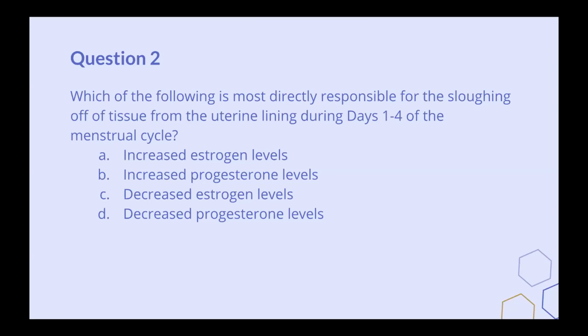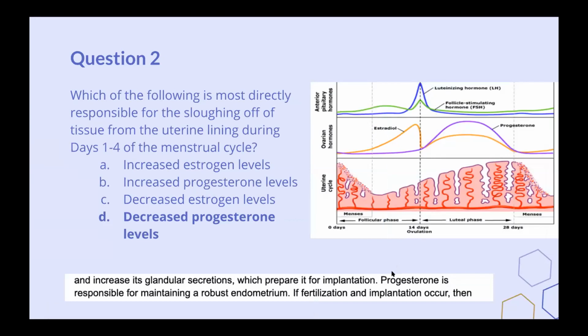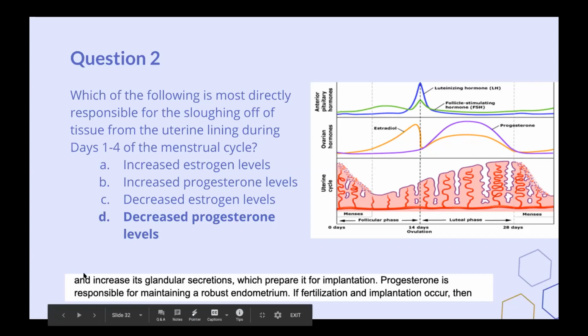So the passage states that progesterone is responsible for maintaining a robust endometrium. During the topic session, I mentioned the mnemonic: estrogen establishes and progesterone protects the endometrium. So that's one way you can remember the role of the two hormones. So as day 28 of the menstrual cycle approaches, progesterone levels will rapidly decrease and the endometrium is no longer protected, so it'll slough off. And you would also get the role of progesterone from the passage when it says progesterone is responsible for maintaining a robust endometrium.